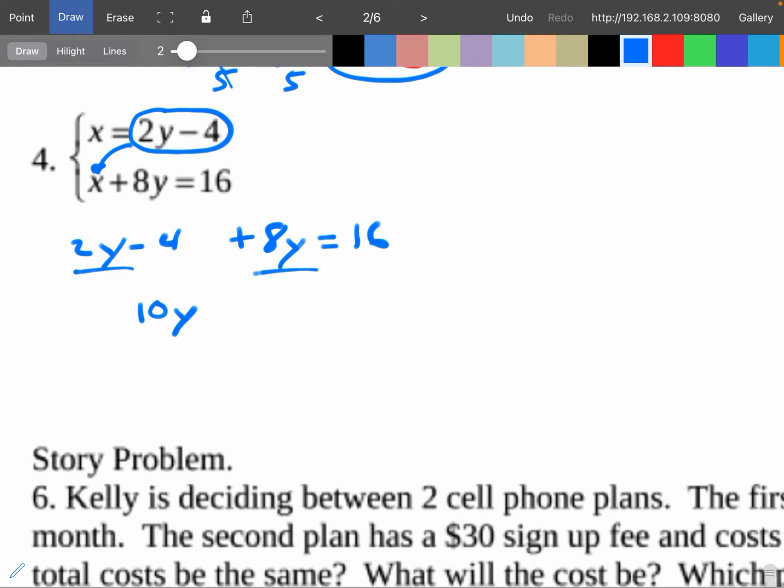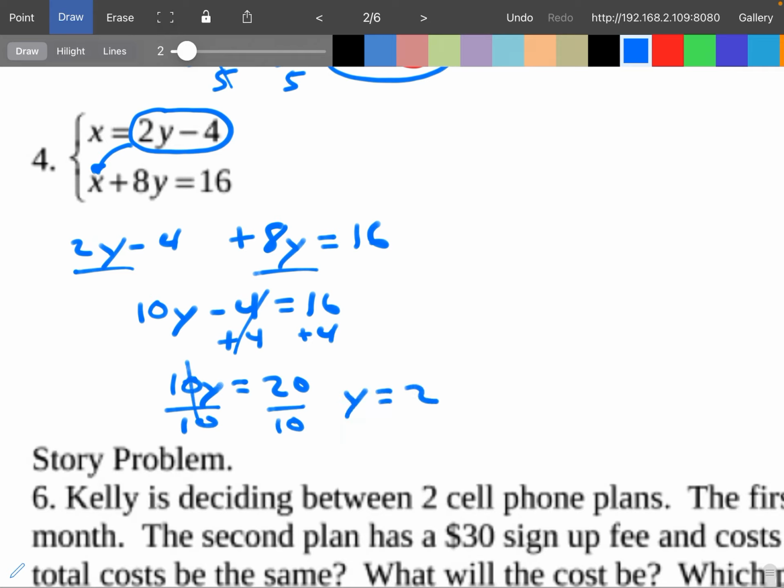All right, now how many y's do I got on the left-hand side? In other words, I can combine that and that together. Those are already on the same side of the equal sign. They're on the left-hand side. So how many y's do I have altogether? 10. Yep, I got 2y plus 8y, that's 10y. And then bring down the minus 4. And then that's equal to 16.